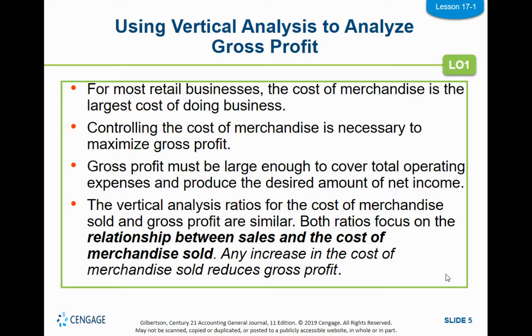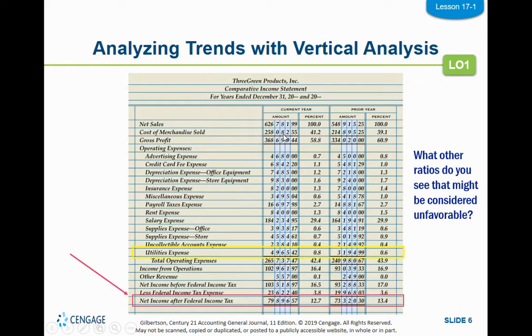Both of those ratios focus on the relationship between sales and the cost of merchandise sold. So the cost of merchandise sold and the gross profit. Let's go back and look at this. Cost of merchandise sold, this ratio is taking your cost of merchandise sold divided by net sales, and then your gross profit is taking this one divided by net sales. And they're both up there in the same area.